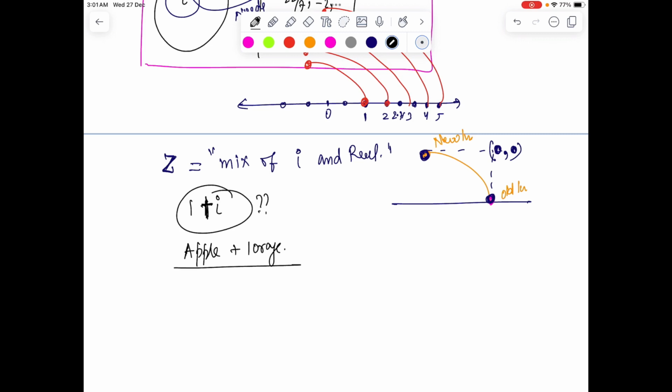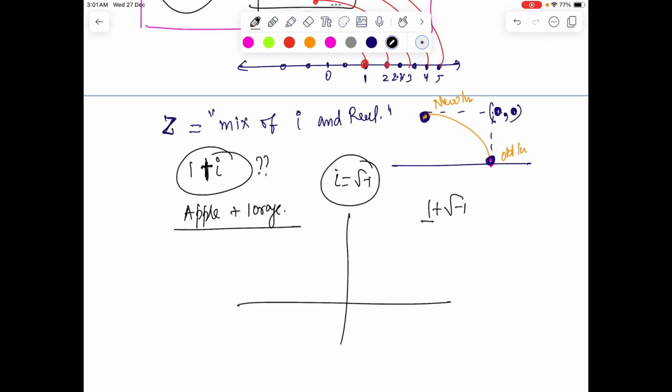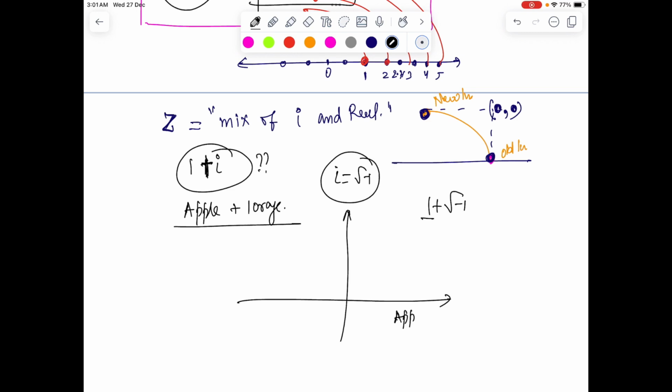Because even if you treat i as a number called root minus 1, there is not much significance to this, because in fact you can't add 1 with root minus 1. They are completely on different axes. So you can think of an apple axis and an orange axis, and 1 plus i denotes 1 apple and 1 orange. So basically it's just an ordered pair of 1, 1. So this plus has already lost its significance of being a plus over here.